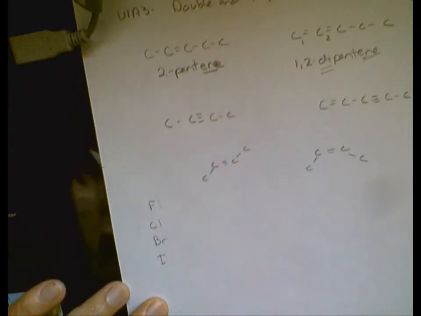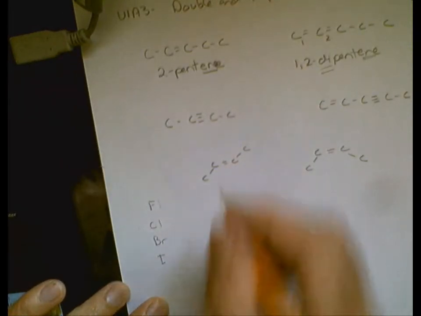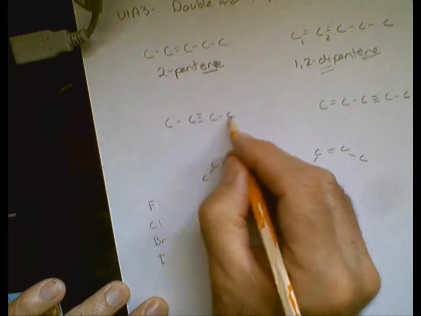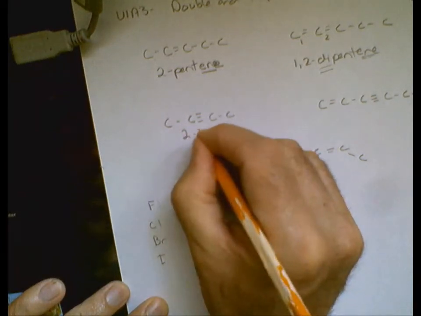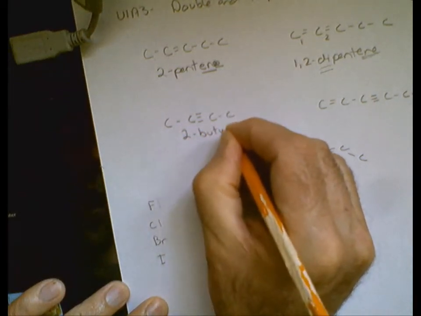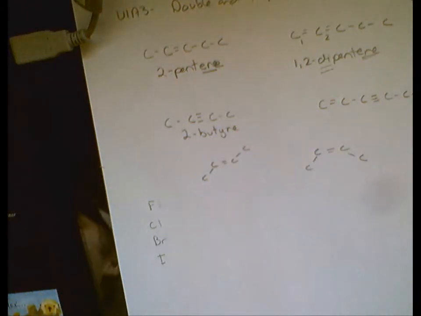What happens if we have a triple bond? Then we count 1, 2, 3, 4. It's now ine, Y-N-E. Alphabetical order. Single bonds are A-N-E, double bonds are E-N-E, and triple bonds are Y-N-E.